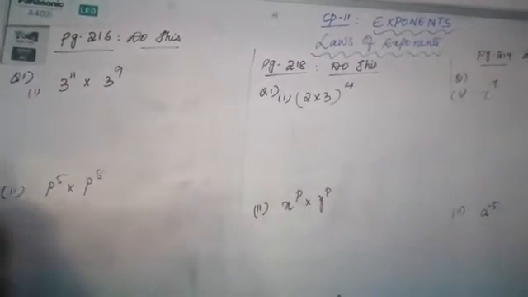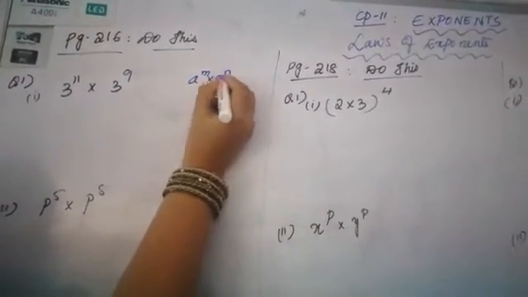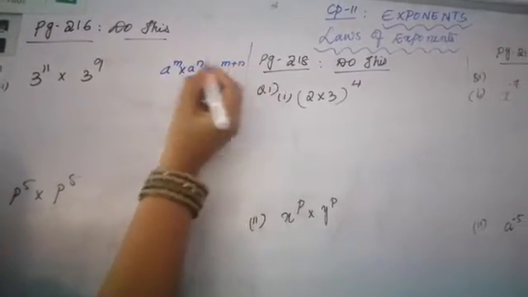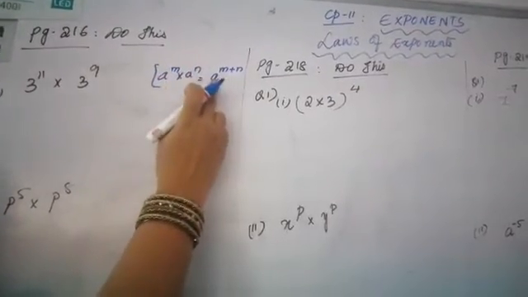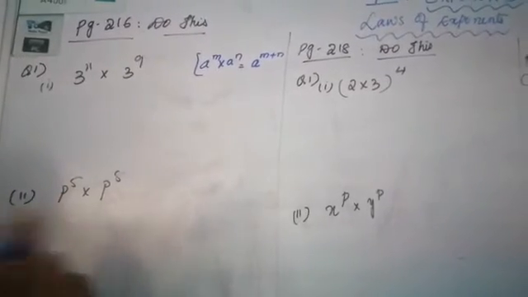First law. What is the first law, see children? a to the power of m into a to the power of n is equal to a to the power of m plus n. How to read it, you should also know, children. a to the power of m into a to the power of n is equal to a to the power of m plus n. The bases are same, powers must be added. That is the first law.